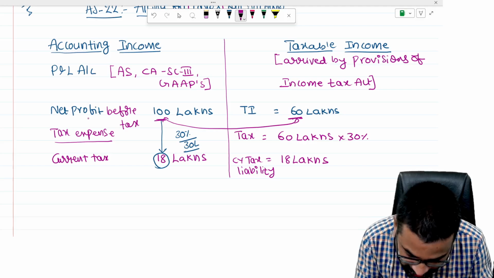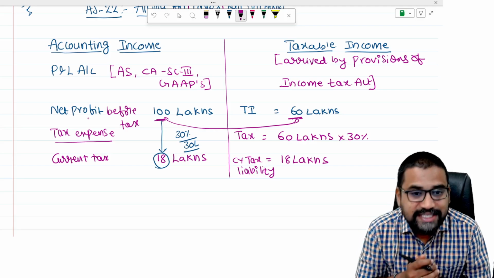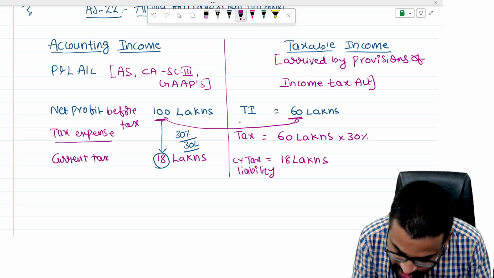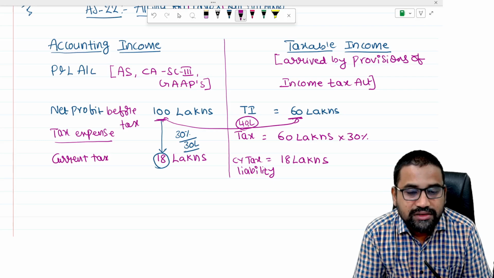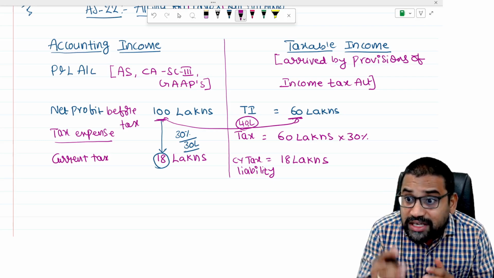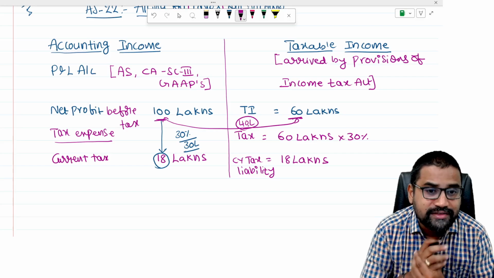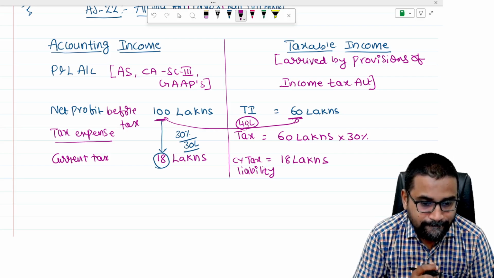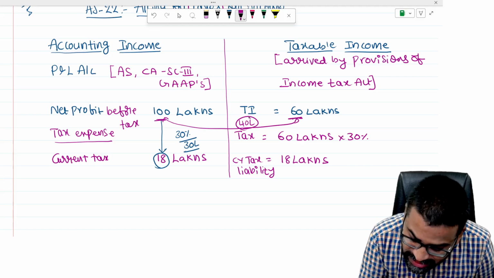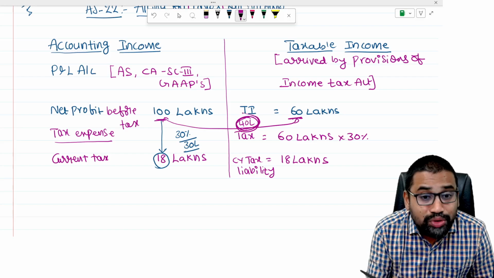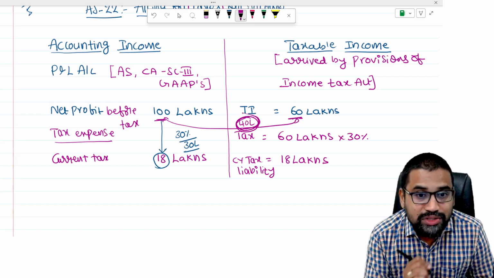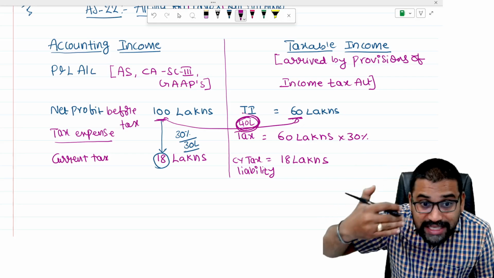Here in our example, 100 lakhs is accounting income, 60 lakhs is taxable income. So there is a difference of 40 lakhs. Now say the reasons for this difference. Now if these differences are temporary timing differences, then these are anyway temporary differences. For this 40 lakhs, you book the deferred tax in the books so that there will be matching.